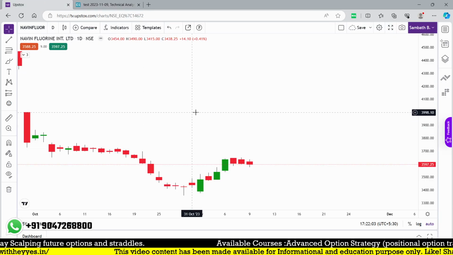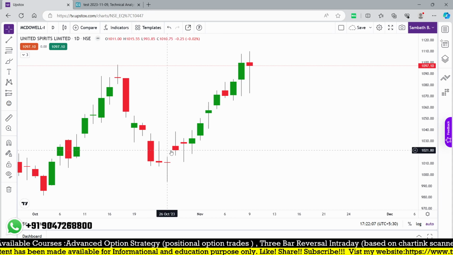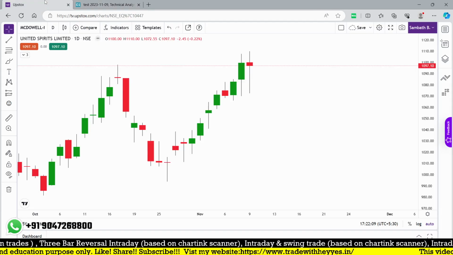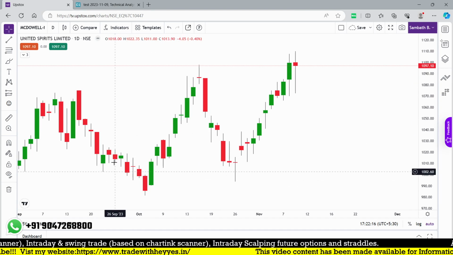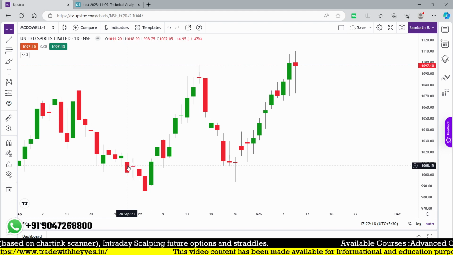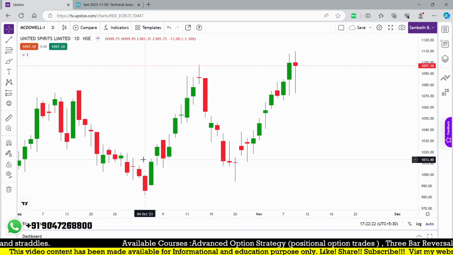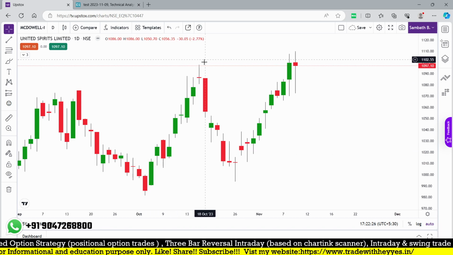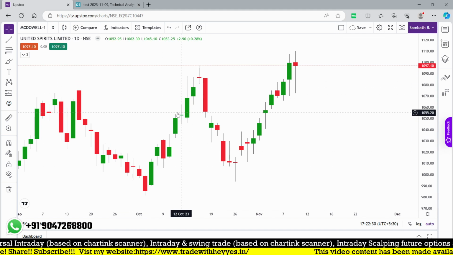McDowell and 29.9. So United Spirits 29.9, 26 October, where it is showing you 29.9. So maybe here is the point where it is at 29.9. Okay, so at this point it did not give you the breakout for a few days, but after around 4 days, it gave you the breakout from 1000 and it went up to a maximum of 1098. So this is what is expected based on the scanner.